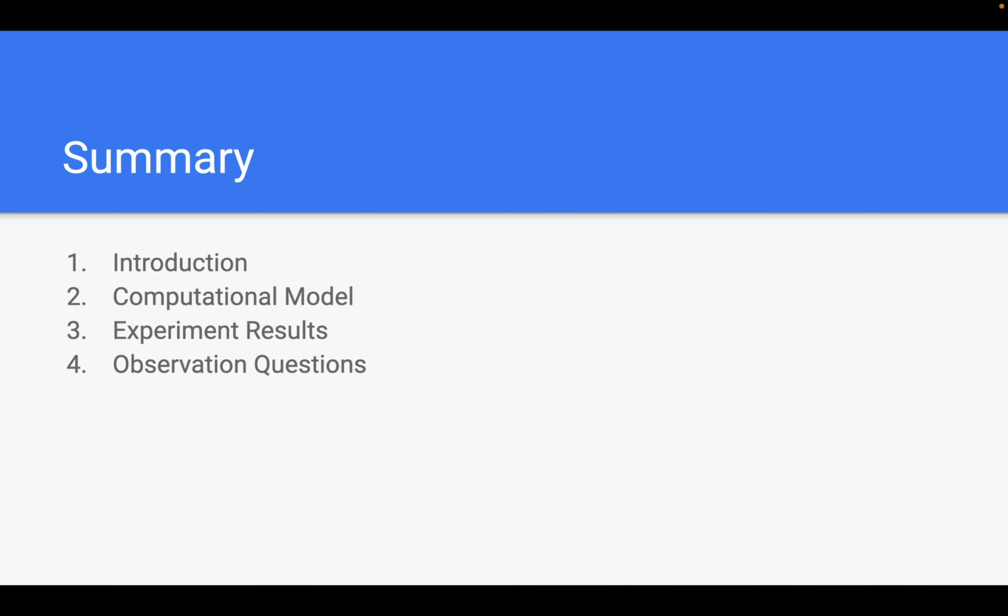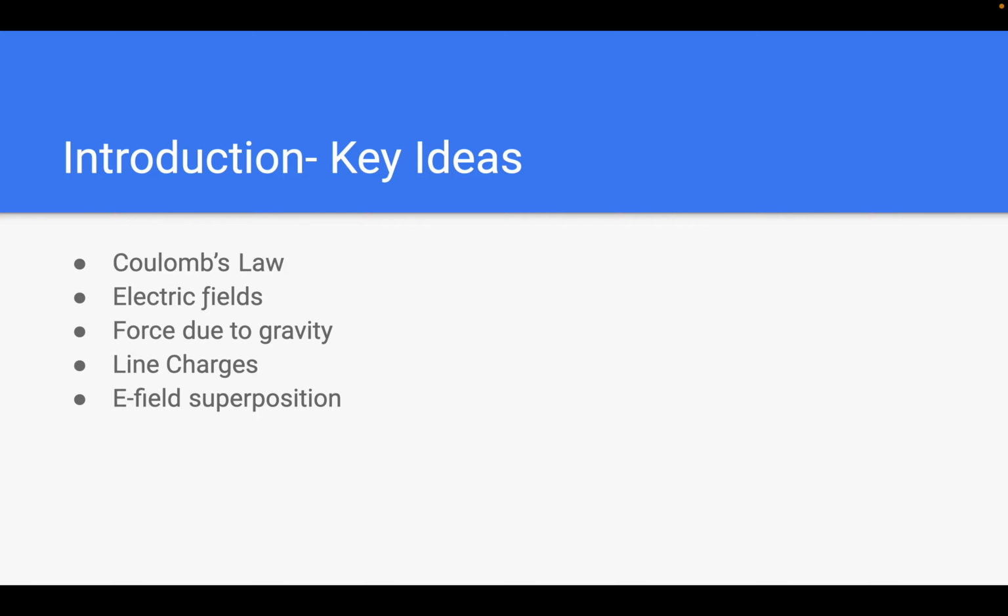Alright, so just like an executive summary of everything that we're going to be talking about, I'm going to go through an introduction explaining everything that we need to know for the experiment, the computational model of the code on GlowScript, and the experiment results after inputting all the numbers, and then some observation questions for the end.